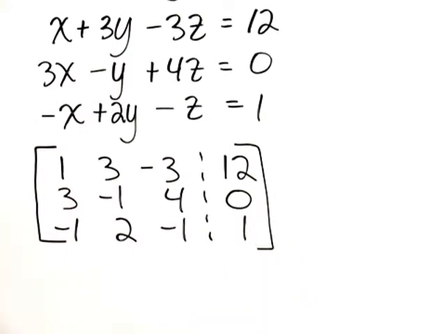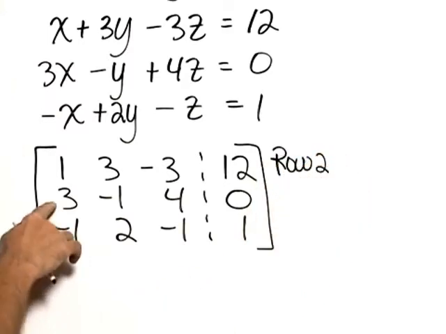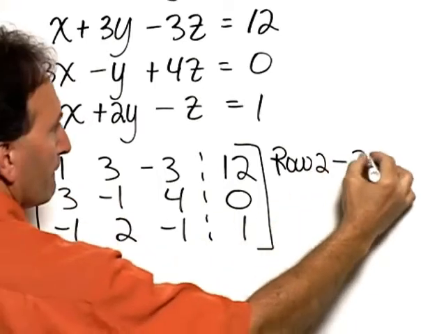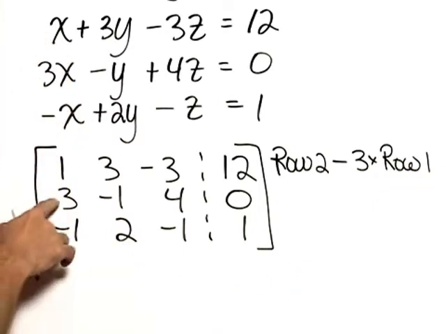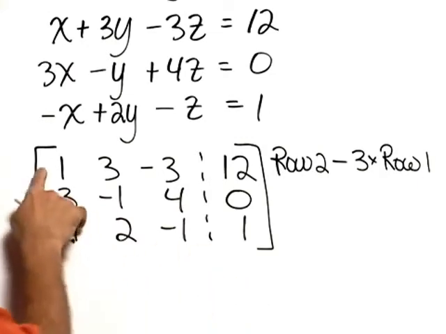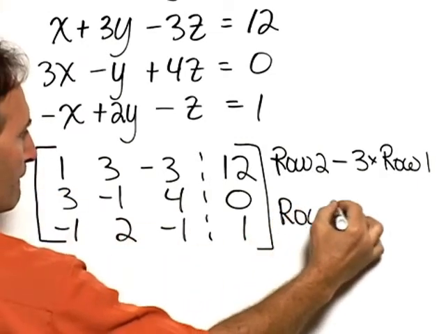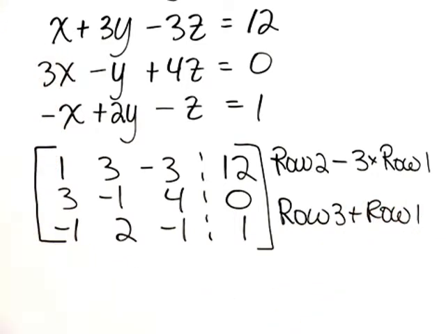All right, what we want to do is get zeros in this position and this position. We can do these at the same time. What we would do is take row 2 and subtract from it 3 times row 1. That will give us a 0 here. It's even easier here. We'll simply take row 3 and add row 1 to it. And that will give us a 0 in that position.